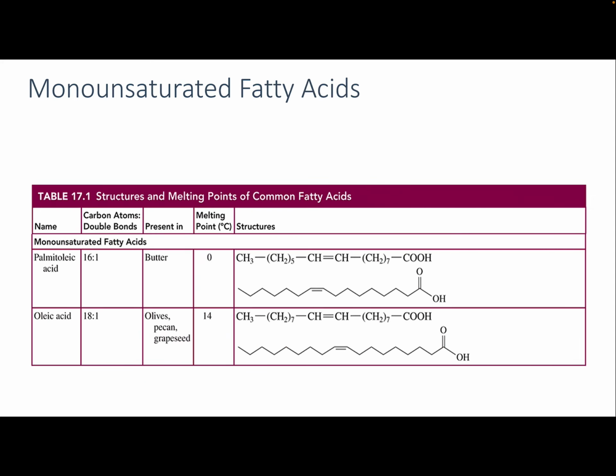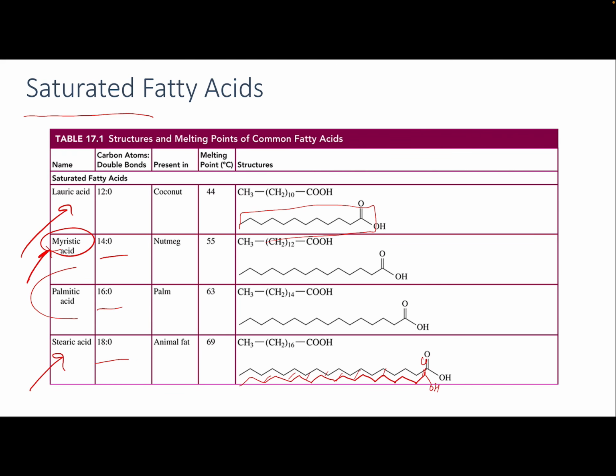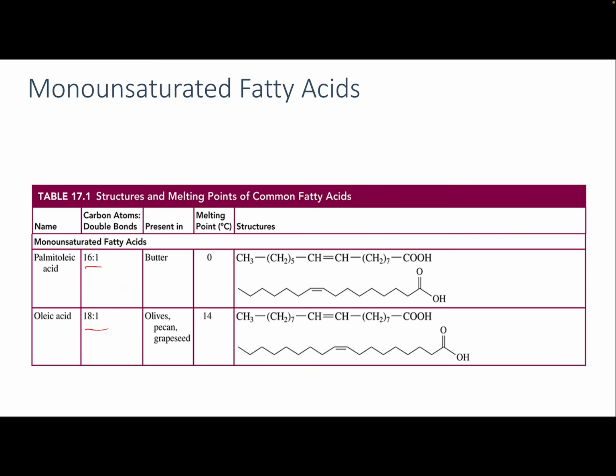Let's look at some monounsaturated fatty acids. These can be double bond containing, so 16:1, 18:1. Just to go back, 16 was palmitic acid. When we add a double bond to it, palmitic becomes palmitoleic. And then stearic acid becomes oleic acid when we add a double bond to it. So you don't need to know these names.